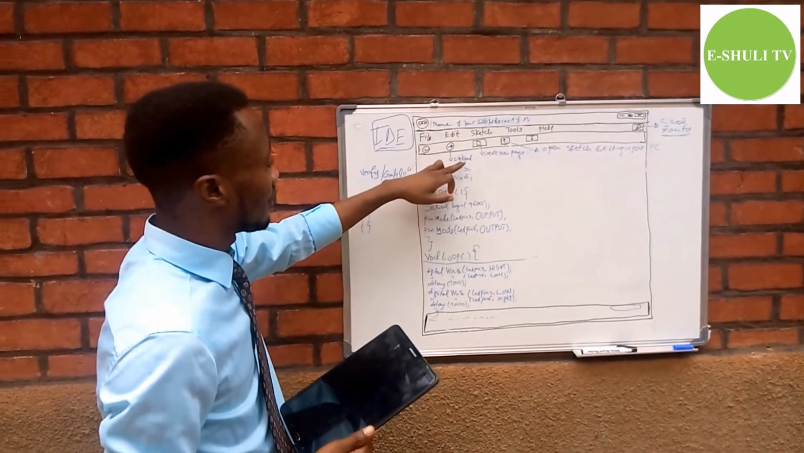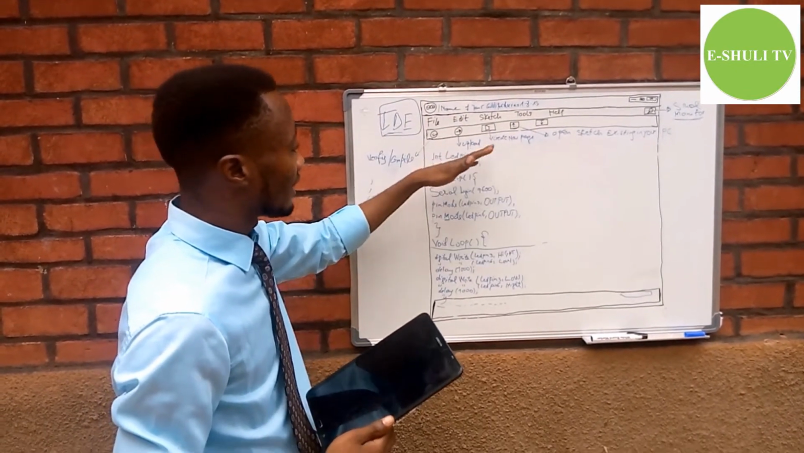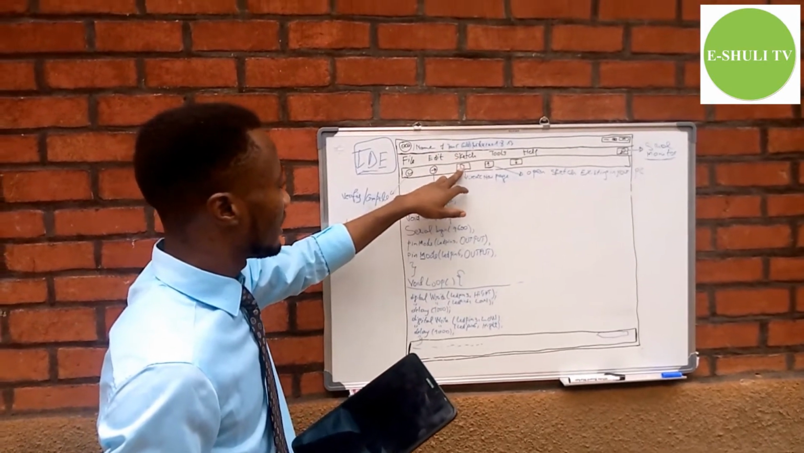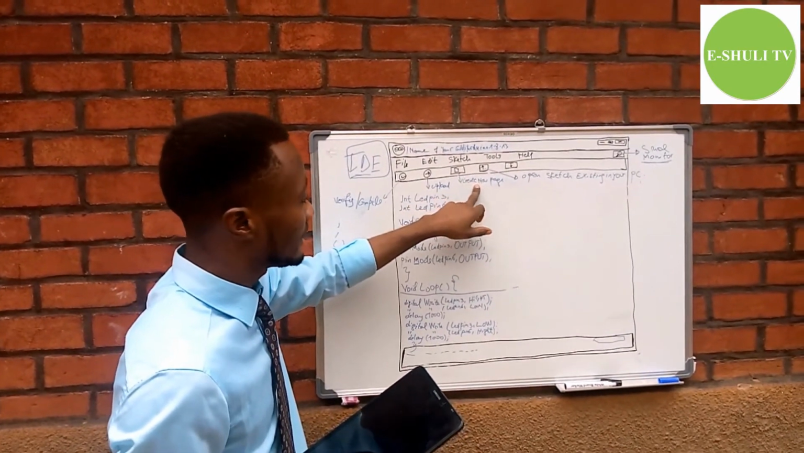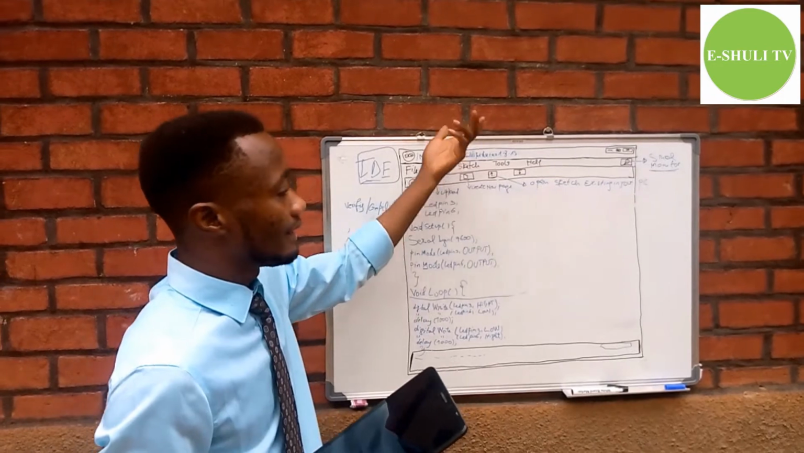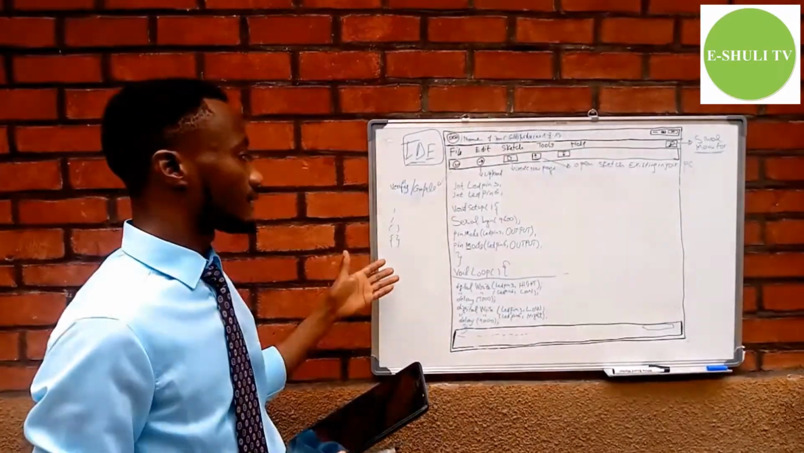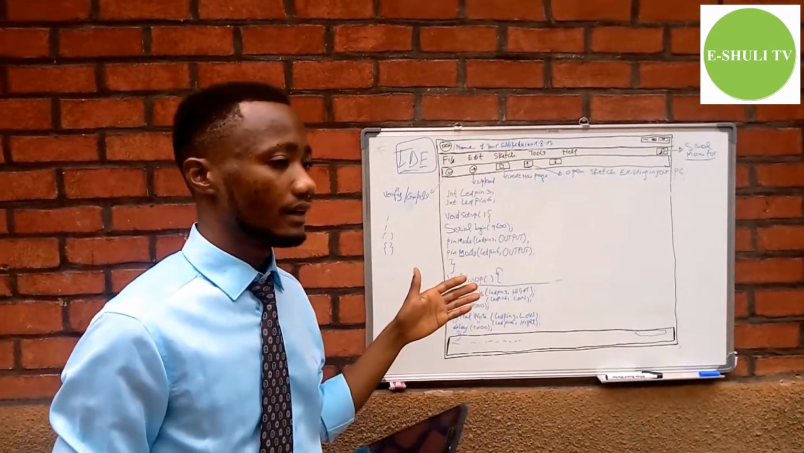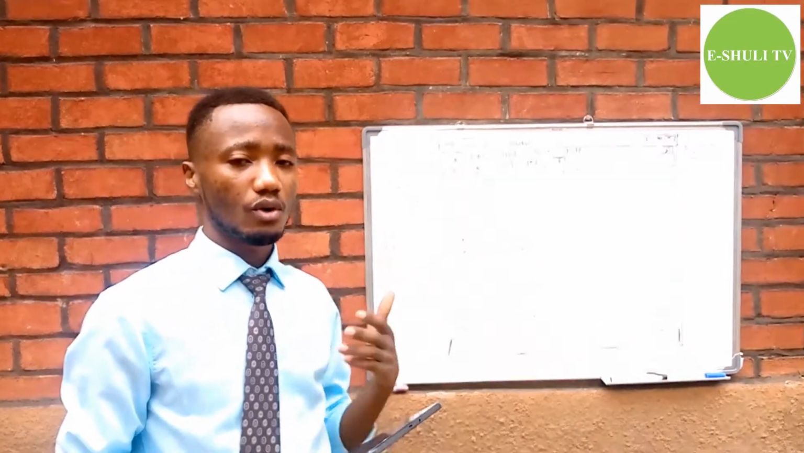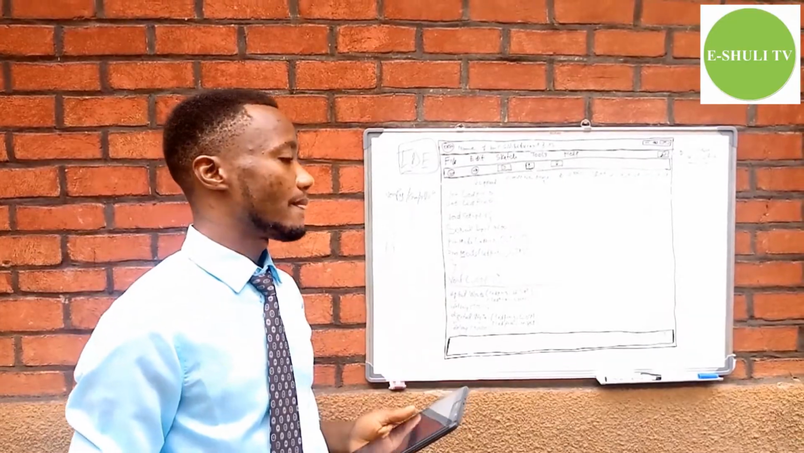Then you click here for uploading into the Arduino board. You click here to create a new page. You click here to open a sketch that you built before. This is how to build your own sketch in Arduino.